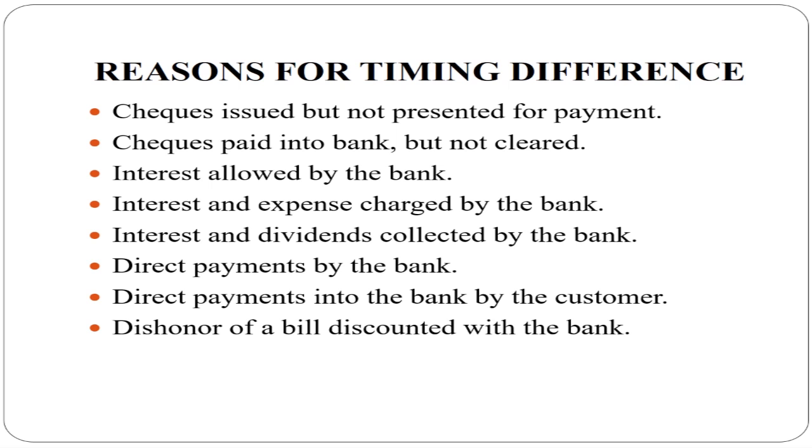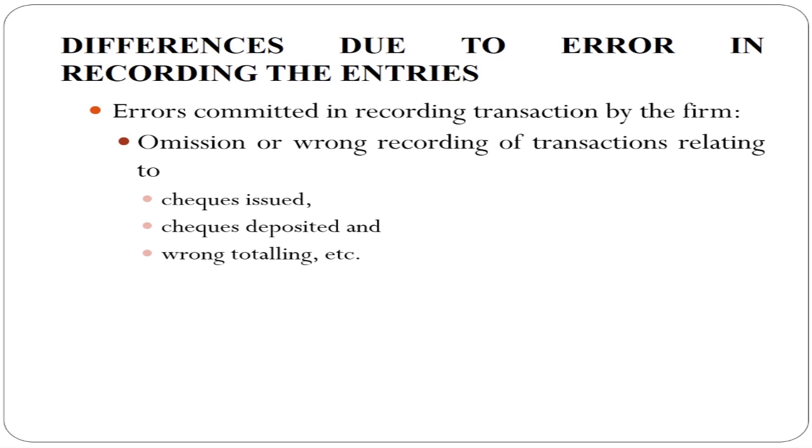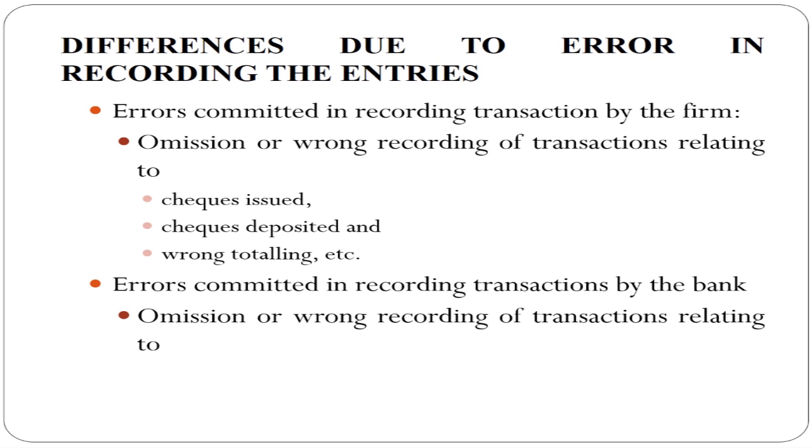Now, we'll discuss some reasons due to which there are errors in recording the entries. First one is errors committed in recording transactions by the firm. Next one is omission or wrong recording of transactions relating to checks issued, checks deposited, and wrong totaling, etc. Errors committed in recording transactions by the bank. Next one, omission or wrong recording of transactions relating to checks deposited or wrong totaling, etc.